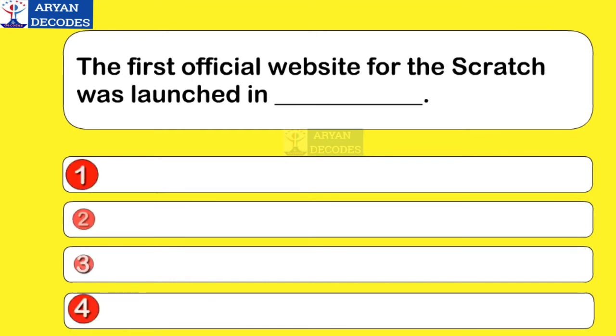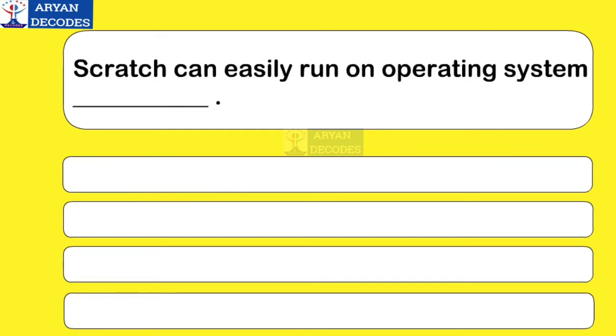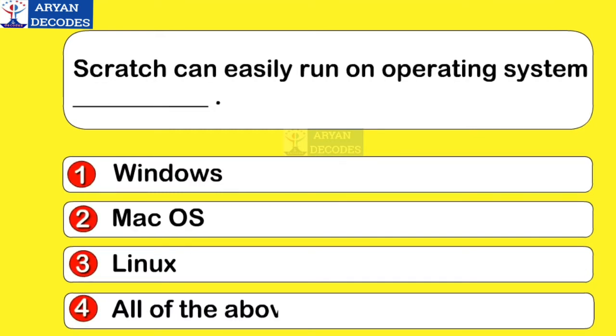The first official website for the Scratch was launched in dash. And the correct option is 2006. Next, Scratch can easily run on operating system dash. And the correct option is all of the above. Now move on to the next question.